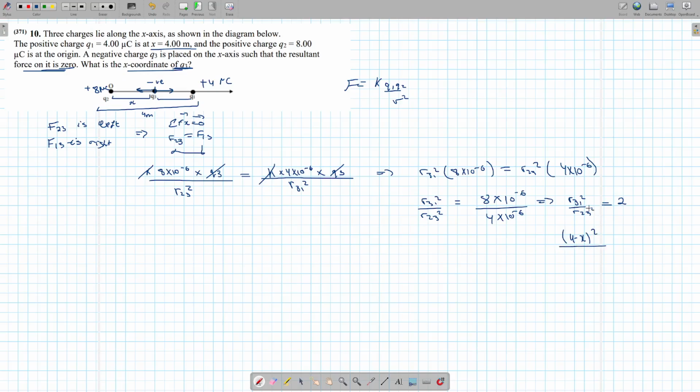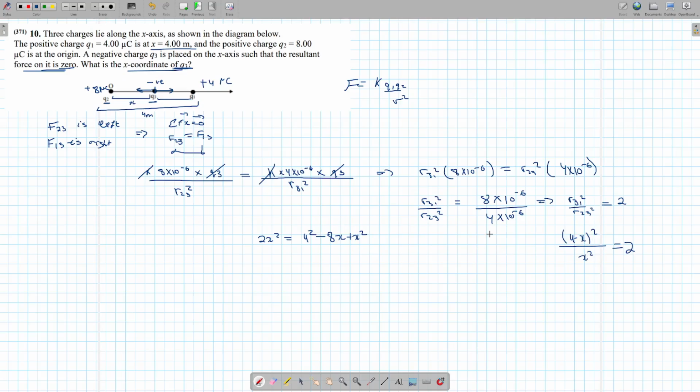squared over R23. What's R23? R from 2 until 3. How much is that? You're going from 0 to x, so it's x, right? So x squared is equal to 2. And we can thus solve for x. So you're going to get 2x squared is equal to 4 squared minus 8x plus x squared. I cross multiplied and I expanded this.